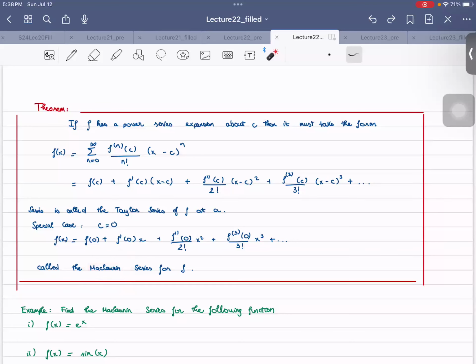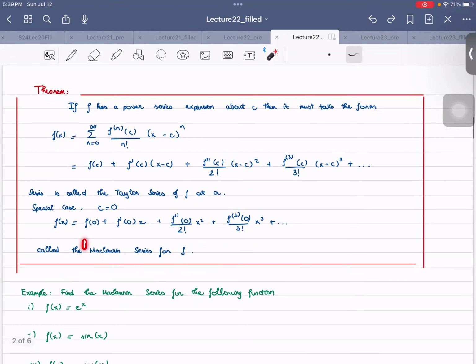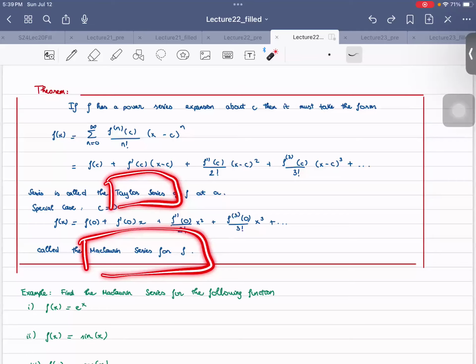That means you have f of 0, f prime of 0 times x minus 0, then x minus 0 squared, which is x squared, times f double prime at 0. You have the third order derivative of f at 0 times x minus 0 to the power of 3, which is x cubed, and so on. If you write down your expansion at c equal to 0, then you have a different name, the Maclaurin series. It's just a special case of the Taylor series.